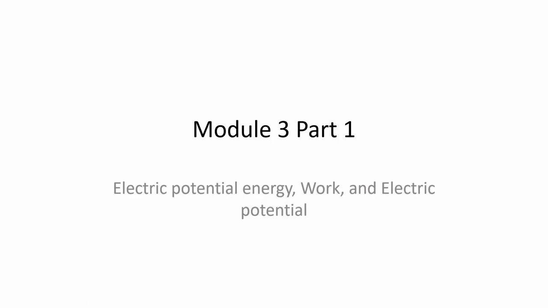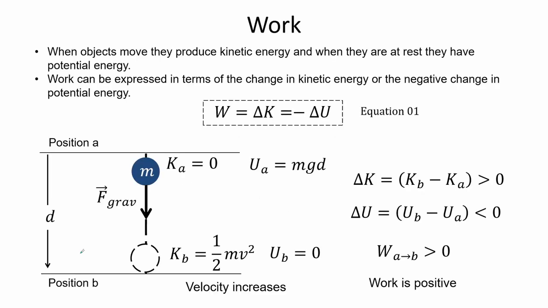In this module we will talk about electric potential energy, work done by charges, and electric potential. When objects move they produce kinetic energy, and when they are at rest they have potential energy. Work can be expressed in terms of the change in kinetic energy or the change in potential energy. When kinetic energy increases, the potential energy decreases.